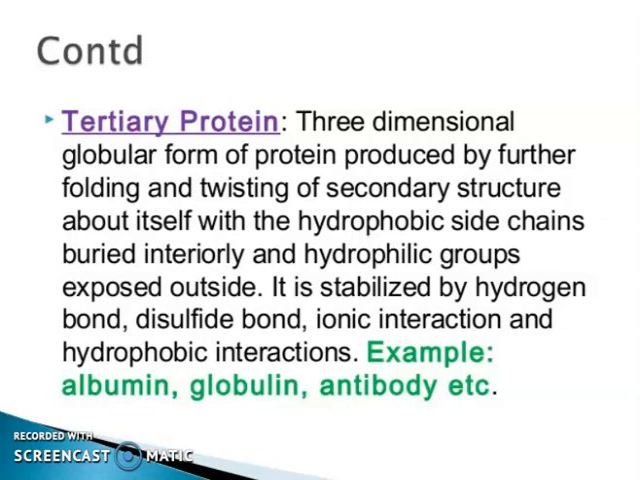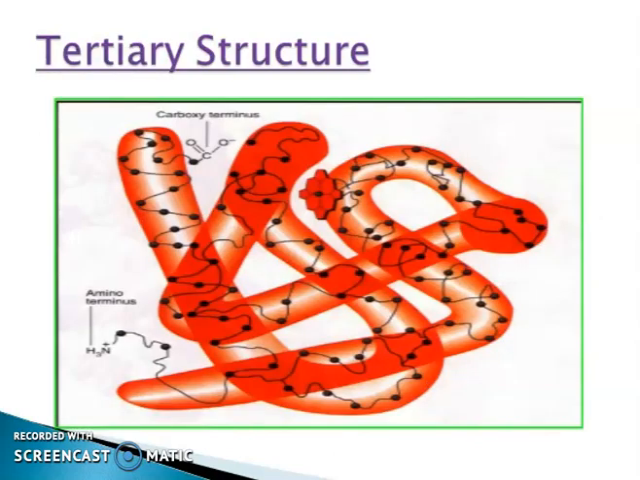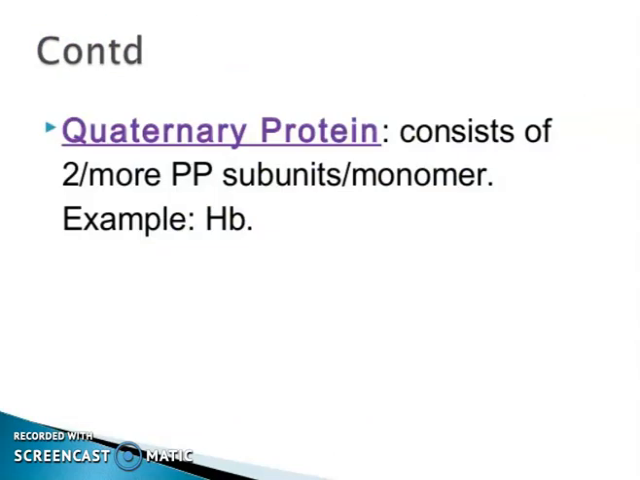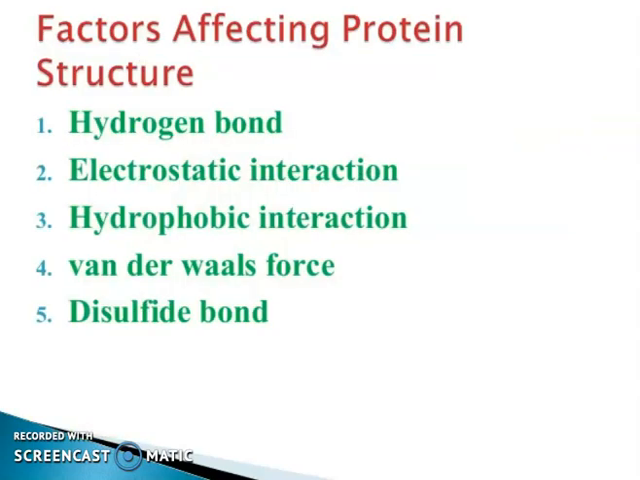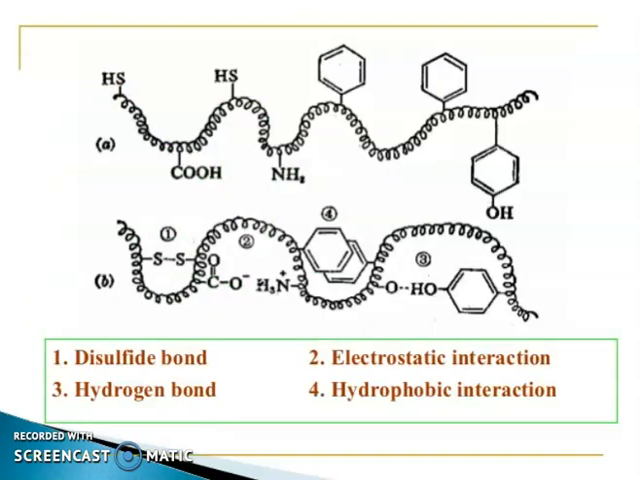Now friends, tertiary structure: three-dimensional globular form of protein produced by further folding and twisting of the secondary structure itself, with the hydrophobic side chains buried in the interior and hydrophilic groups exposed outside. You can see the tertiary structure. This is myoglobin. Now quaternary structure. You can see the quaternary structures. Now factors affecting the protein structure: hydrogen bonding, electrostatic interaction, hydrophobic interaction, van der Waals forces, and disulfide bonds.